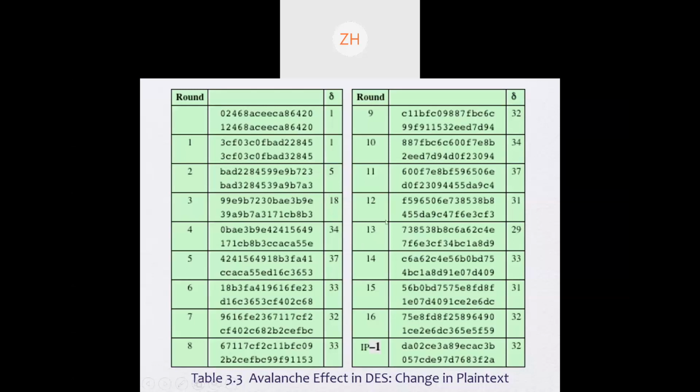They trace one by one, but they decided to go up to 16 rounds, with a reason. After 16 rounds, and then we have the swapping and the final permutation, we still have 32 bits different on the ciphertext, right? This is called diffusion. We actually want to have higher diffusion.